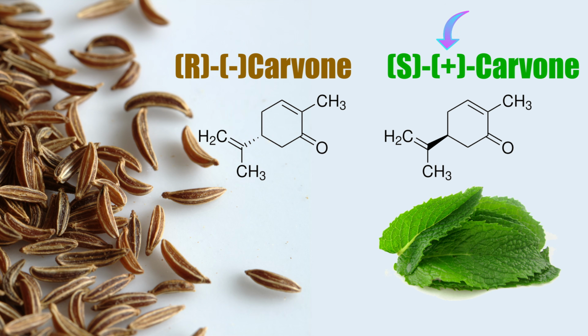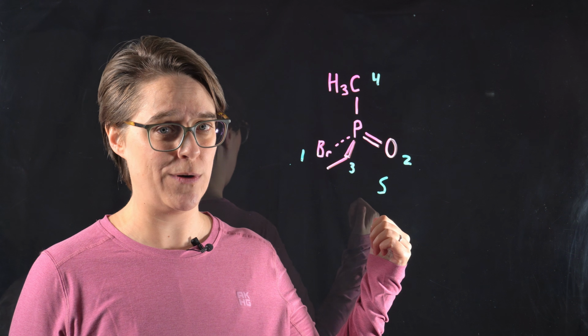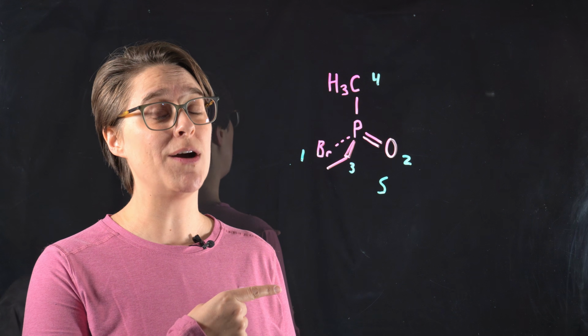Now, if you see a plus or a minus in the chemical name, that's different. Those are experimental results and something you cannot figure out by figuring out if this is R or S. So next, let's talk optics.